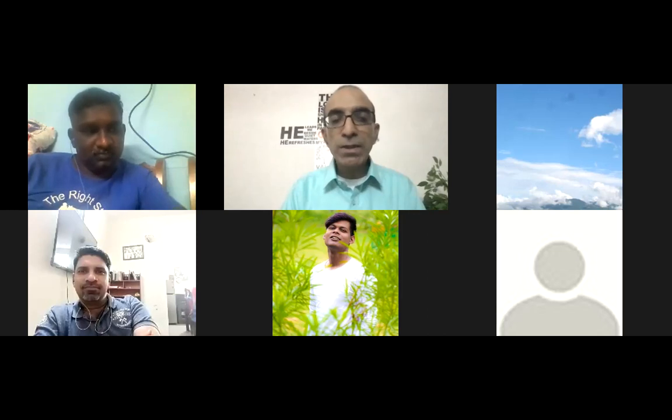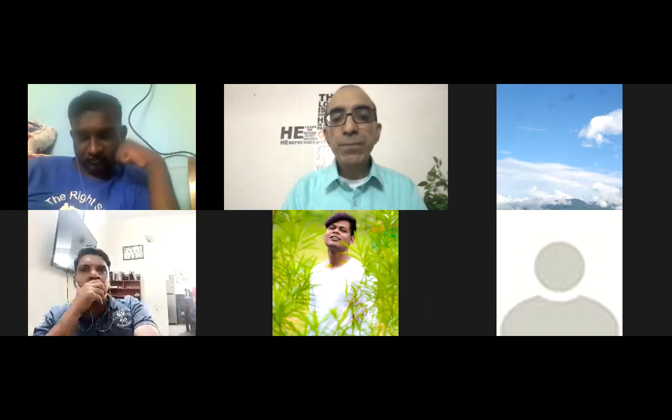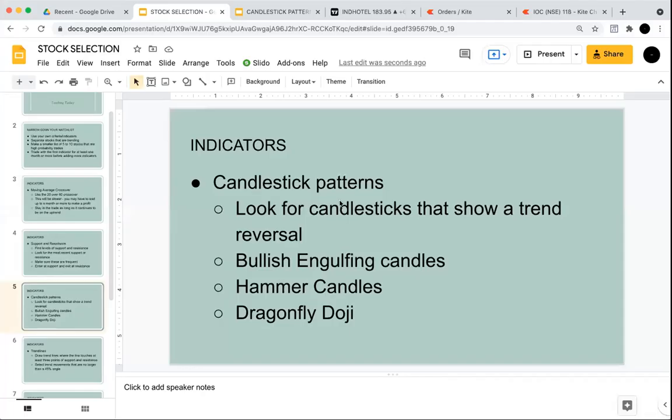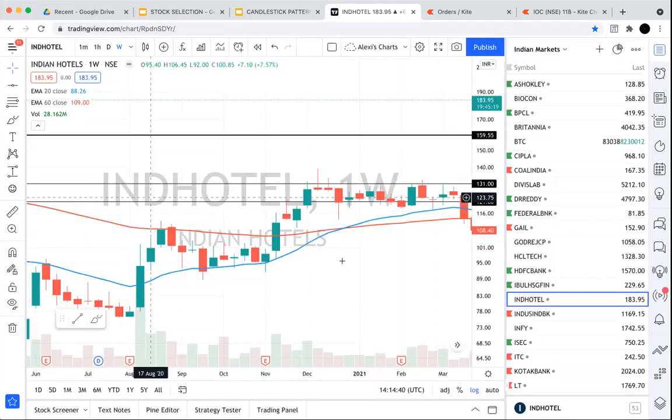All right, let's go back to the PowerPoint, and then we'll finish it up now. Okay, so we just looked at candlestick patterns. Now the next one is trend lines. You can draw trend lines where the line touches at least 3 points of support and resistance. Select trend movements that are no larger than 45-degree angles. So what are trend lines? Let's look at that right here.